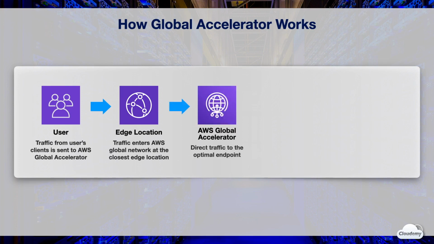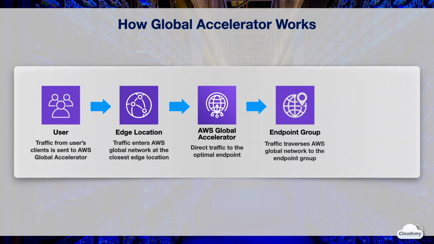From the edge location, traffic is routed to the optimal AWS endpoint based on the user's location, the endpoint health, and the endpoint weights that you configure. Traffic travels over the congestion-free and redundant AWS Global Network to the endpoint. Your user's traffic traverses the AWS Global Network to the optimal endpoint group in an AWS region. Each endpoint group can have multiple application endpoints, such as load balancers, EC2 instances, or elastic IP addresses.